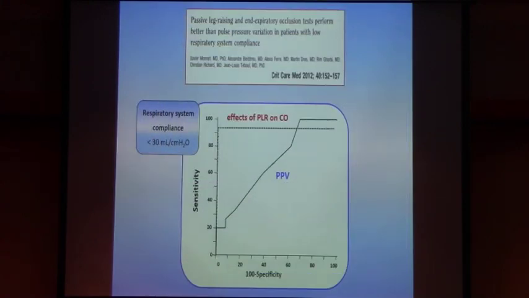This is a study we did, again in our unit, and we compared the effects of cardiac output PLR and pulse pressure variation in patients with low compliance of the respiratory system, less than 30 ml per centimeter of water. And there is a big difference in the areas under the ROC curves.